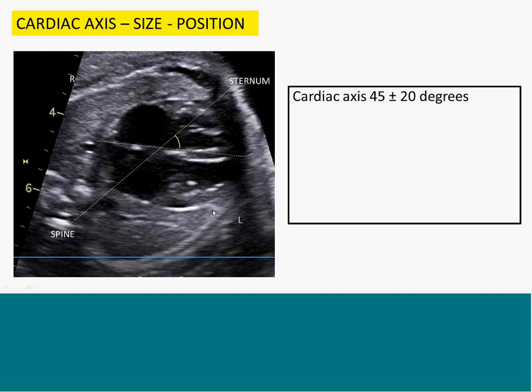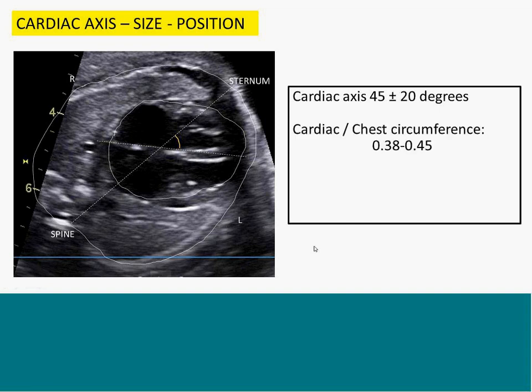Anything beyond 20 degrees of that would be abnormal. Even if the heart is on the left chest, but the axis is extreme leftward, it points towards outflow tract abnormalities, for example, double outlet right ventricle, pathology, etc. That is the cardiac axis. Now the cardiac size.